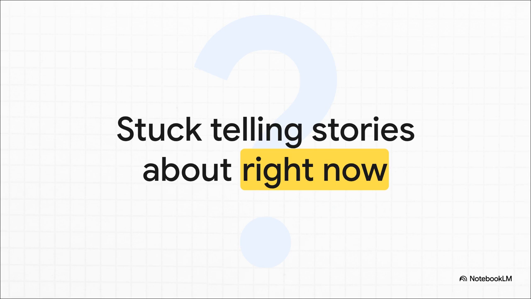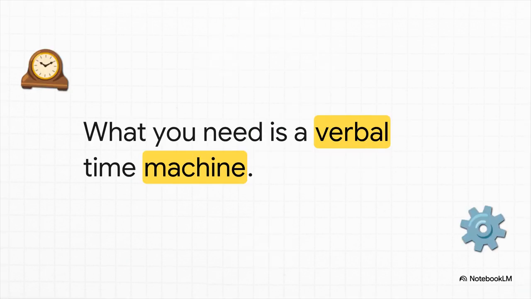You've been there, right? You're trying to tell your friends about that amazing concert you saw last weekend or that hilarious thing that happened at work yesterday. But you feel kind of stuck, like you can only talk about what's happening right now. It's so frustrating. Well, what if I told you that what you need is a kind of verbal time machine, one that lets you effortlessly jump back in time and describe any moment you want? That is exactly what we are going to build today.